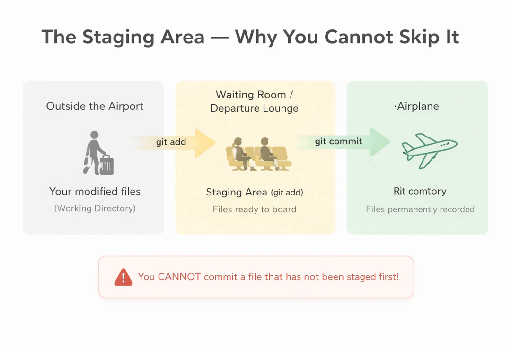You cannot commit a file that hasn't been staged first. If you try to run git commit without first writing git add, Git will tell you there's nothing to commit because the file isn't in the staging area yet. So the flow is always: modify your file, git add to stage it, then git commit to record it permanently.